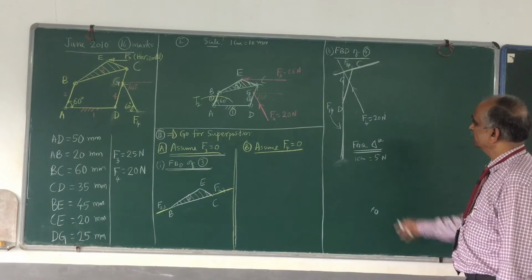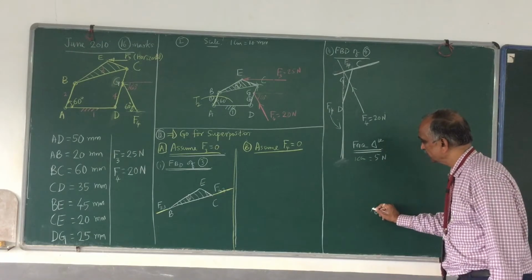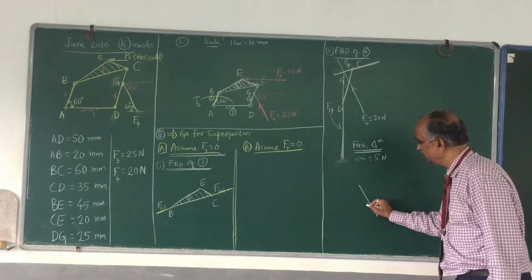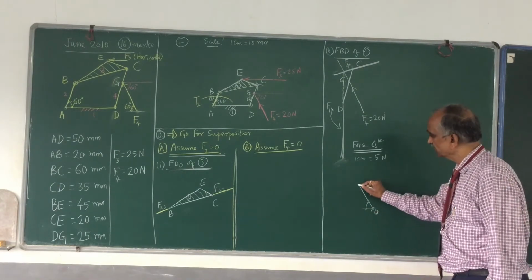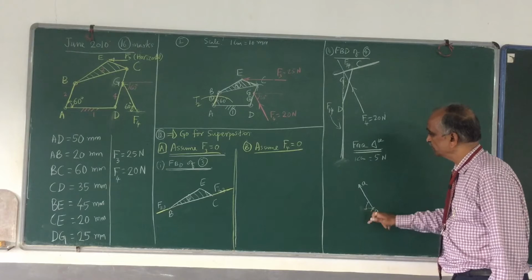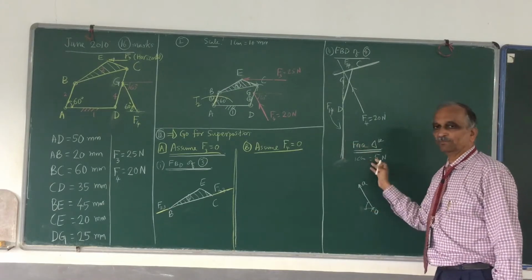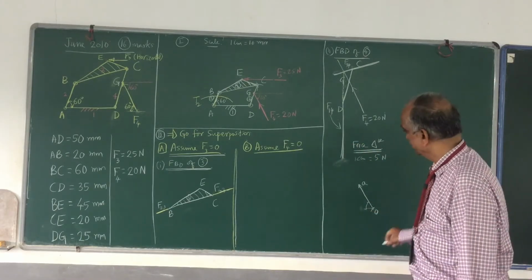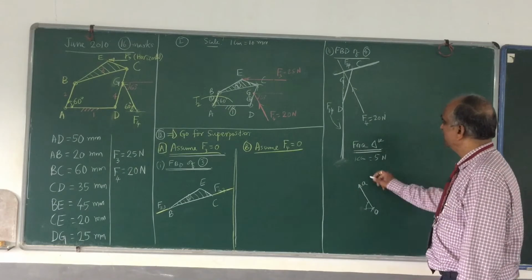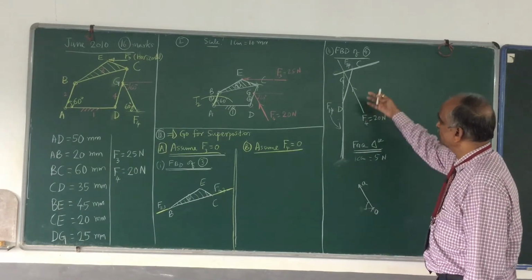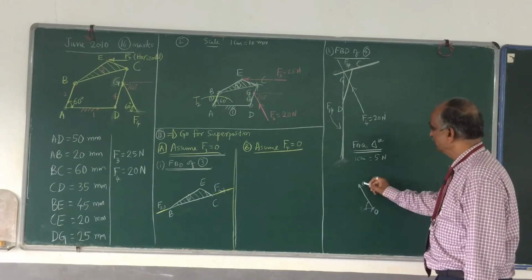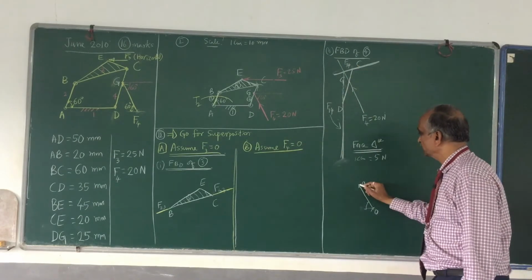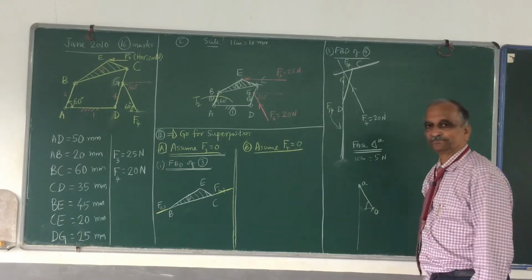The first force I shall draw, F4. This is at 60 degrees to the horizontal line. Then I draw OA. How much? 20 divided by 5, a 4 centimeter line, I draw this OA. Then at this point, I shall draw one more force, say F14, which is almost like this.